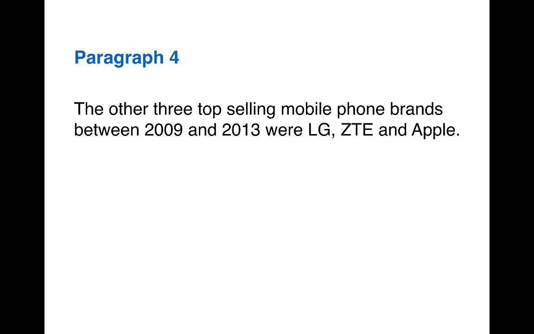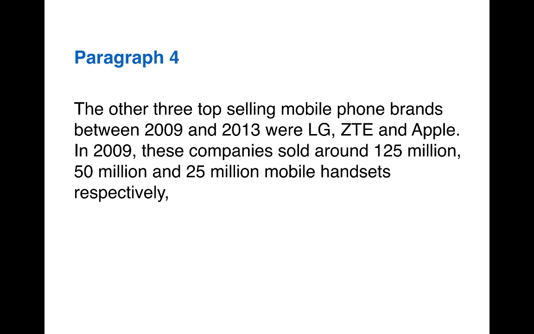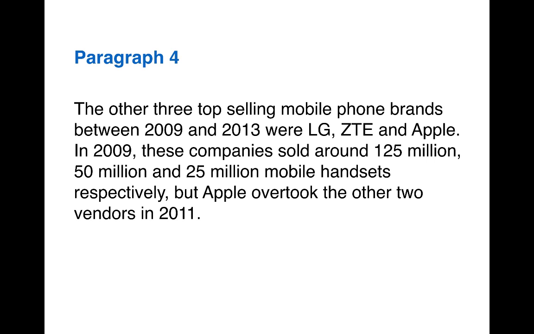Let's look at what I wrote then. The other 3 top-selling mobile phone brands between 2009 and 2013 were LG, ZTE and Apple. In 2009, these companies sold around 125 million, 50 million and 25 million mobile handsets respectively. Respectively is a good word to use there when we're ordering the 3 figures that have come before. But Apple overtook the other 2 vendors in 2011. Overtook means it went above.